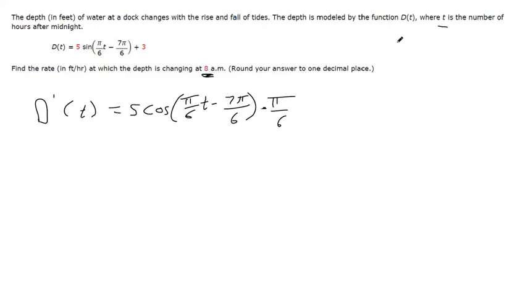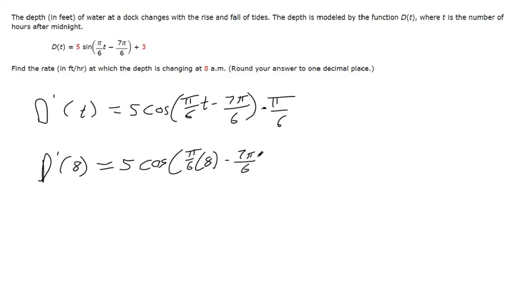And t is the number of hours after midnight. So we just need to plug in t equals 8 into the derivative. Pi over 6 times 8 minus 7 pi over 6, and still times pi over 6 over here.